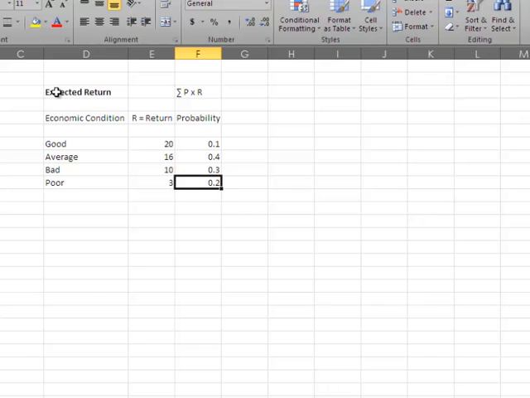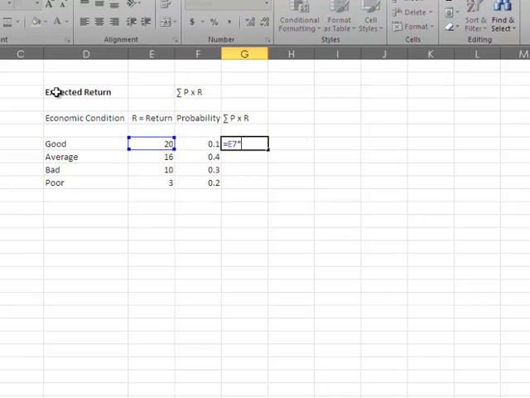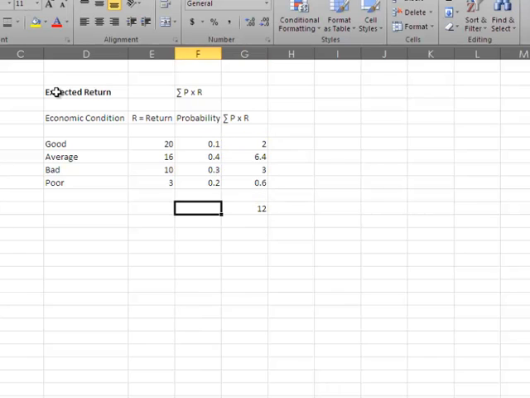is 0.2. Now I have my sigma PR, so it is equal to 20 into 0.1, 16 into 0.4, 10 into 0.3, and 3 into 0.2. Now I have my sigma. This is my sigma PR. So my sigma PR is equal to 12%. So my expected return for the security X is 12%.